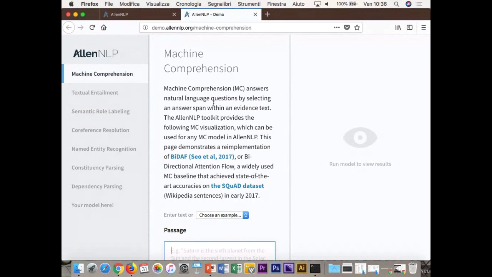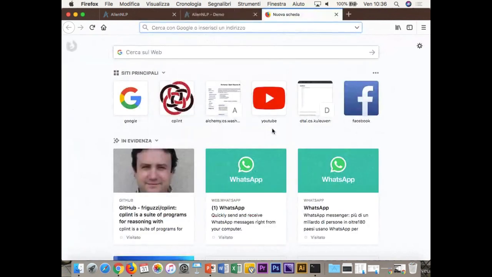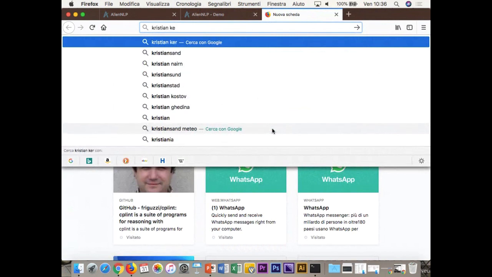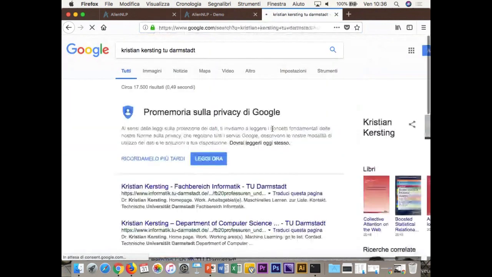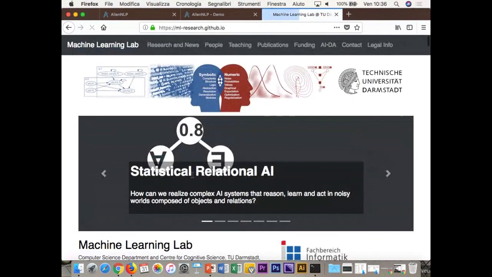But in the context of this tutorial, I want to mostly talk about machine comprehension. So they have the so-called BiDAF model here, which is one of the state-of-the-art models in this field. And I just wanted to play around with this and put some text in there. And so I thought I'm going to look at this guy and figure out something about this guy, Christian. And I guess he has a homepage here, which is quite nice.